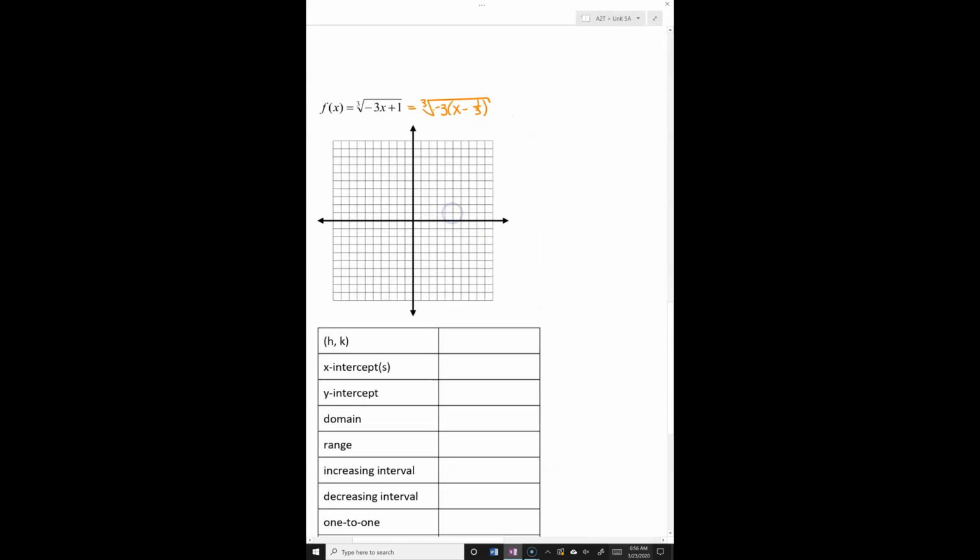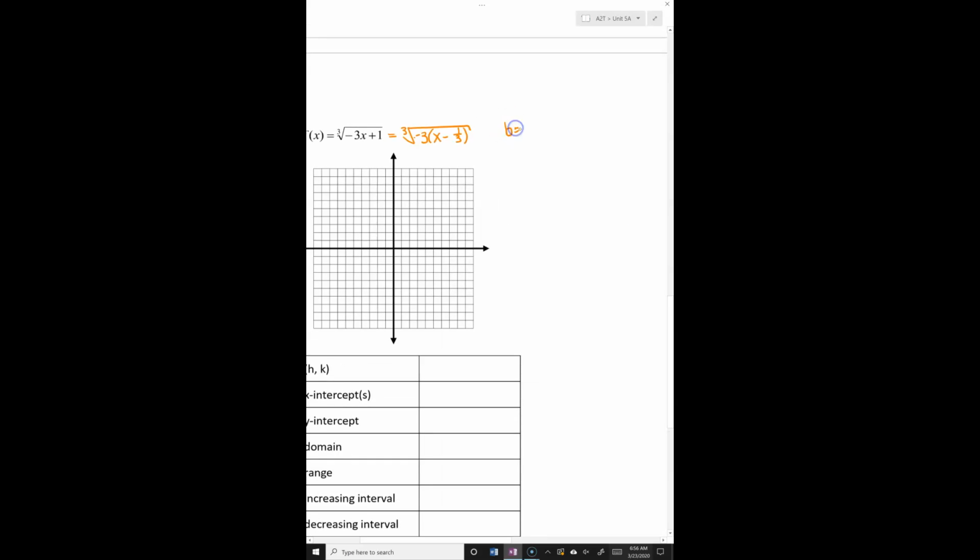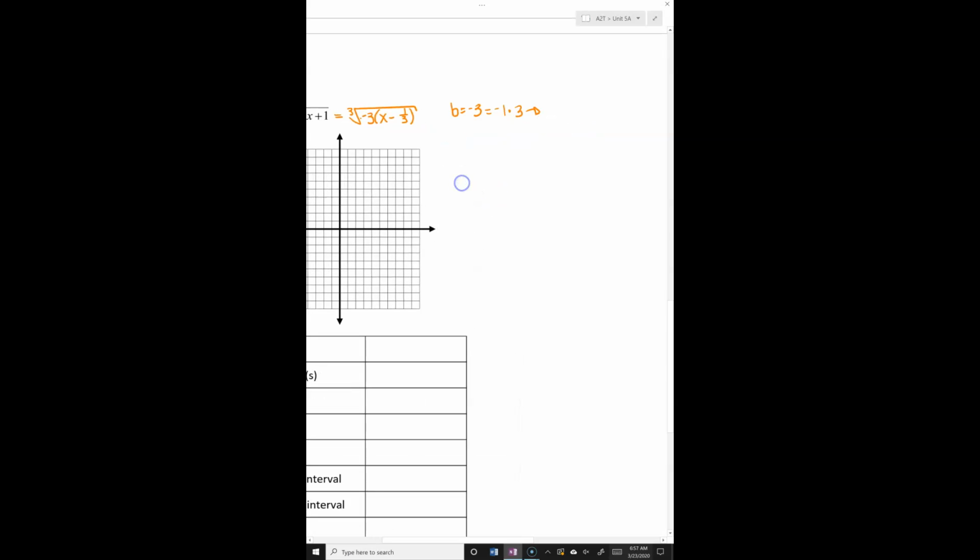A is 1, so there isn't any vertical change. B is a negative 3, so there are 2 transformations here. The first one is a horizontal reflection. And then we're going to have a horizontal compression. Why? Because it's 3 in the equation, which means we're using the reciprocal, 1/3, in the chart. Okay, H. H is 1/3, so that means we're going 1/3 units right. And K is 0, so we're not going up or down at all.